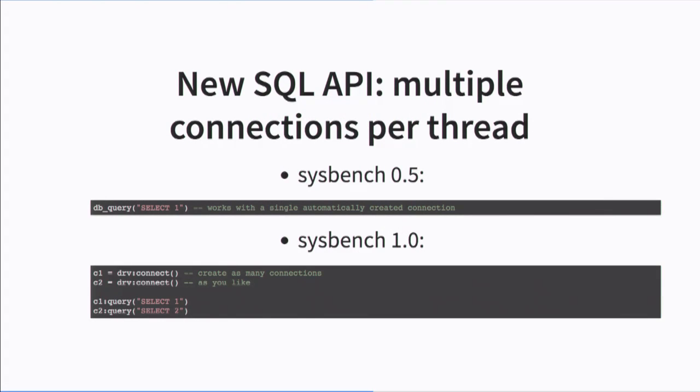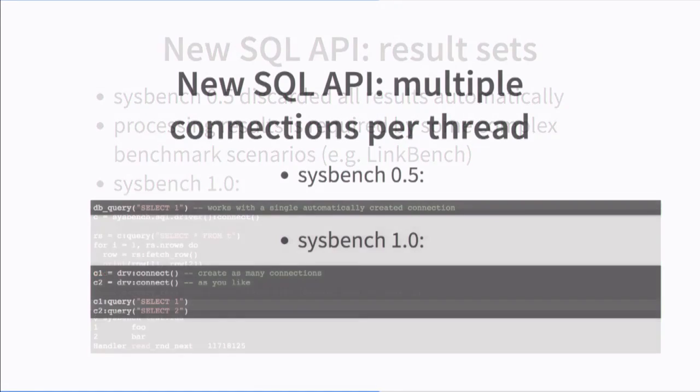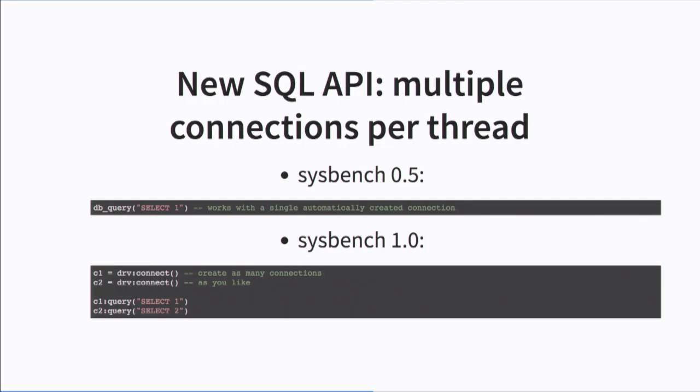Another thing that is possible with the new SQL API is that you can create multiple connections per thread. One example where it might be useful is when you want to benchmark something with a very high number of connections. For example, René, the ProxySQL author, wanted to benchmark ProxySQL with 1 million connections. And of course, creating 1 million threads is not feasible. So you can use this, since in sysbench 1.0 you create connections explicitly. You can create as many connections per thread as you want. And yes, so you can benchmark something with a high number of connections with just a limited set of threads.